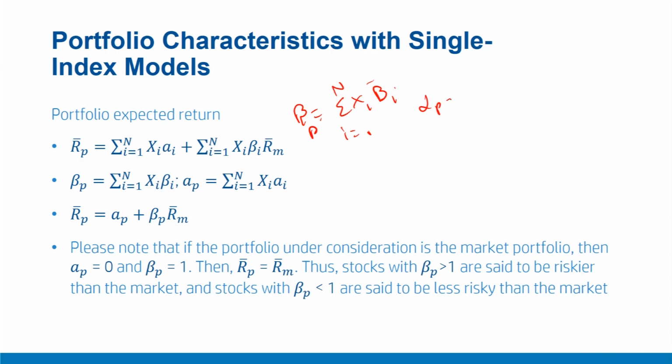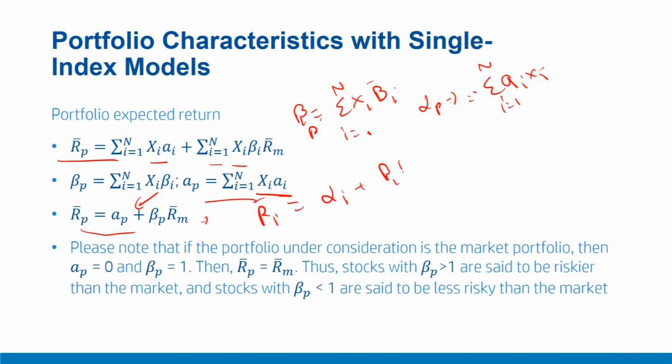Similarly, alpha p can also be defined as summation ai into xi, i equal to 1 to n. And therefore, the resulting expression for portfolio becomes summation xi alpha i over i equal to 1 to n and summation xi beta i rm bar, i equal to 1 to n. And therefore, if I put this expression as alpha p and this expression as beta p, again rp equal to alpha p plus beta p times rm bar, which is very similar to the equation that we already saw, which is alpha i plus beta i times rm bar.